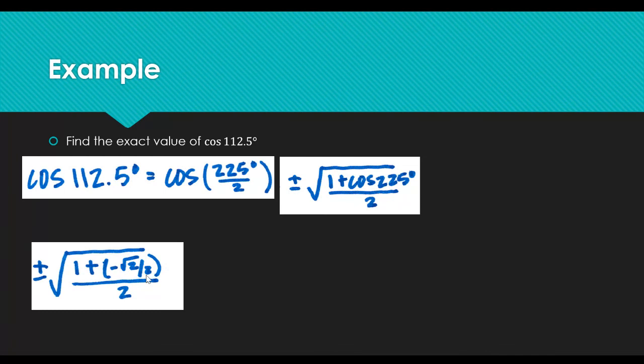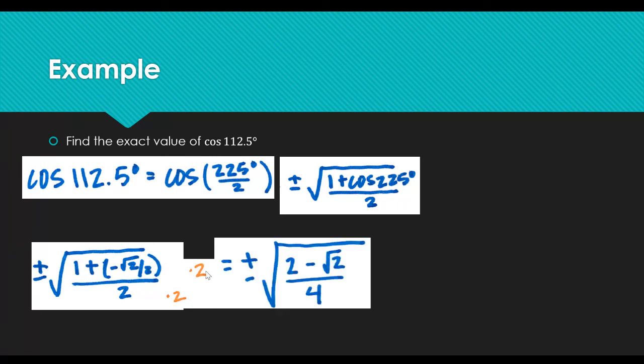Well, I don't really like that fraction being in there, so I'm going to multiply everything times 2. So 1 times 2 is 2. 2 times that bottom 2 is going to cancel, and that's just minus square root of 2. And on the bottom, 2 times 2 is 4.